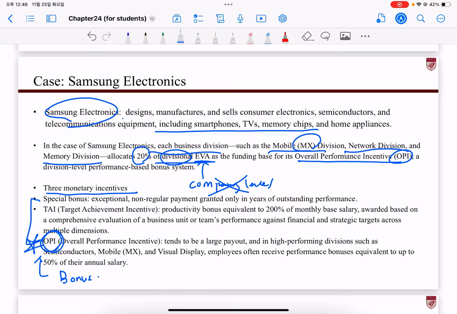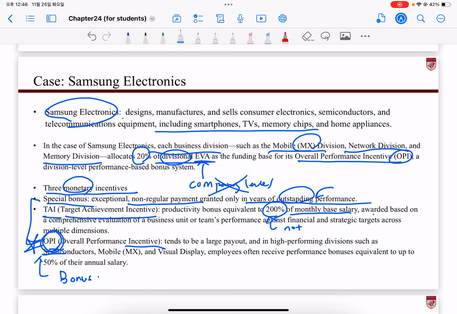Well, actually, there are 3 monetary incentives for Samsung employees. The special bonus that they can get for exceptionally outstanding performance, but that is non-regular. So employees do not expect much about the special bonus. TAI is about the target achievement incentives, which is equivalent to about 200% of the monthly base salary. So this is also not that huge, even if you get awarded. But the more important part is the divisional level incentives.